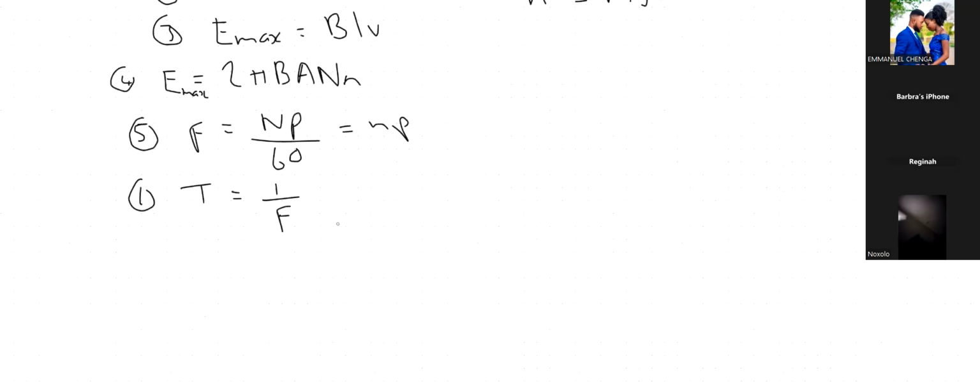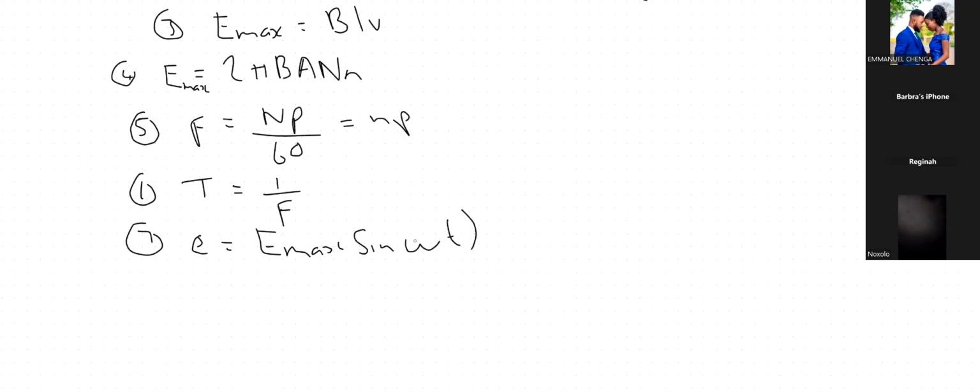So I can also have formula number 7, which says e is equal to E max sine of ωt. So what will be your ω? That will be the angular velocity. How do you calculate your ω? It will be 2πf. And please note, ω is measured in radians.